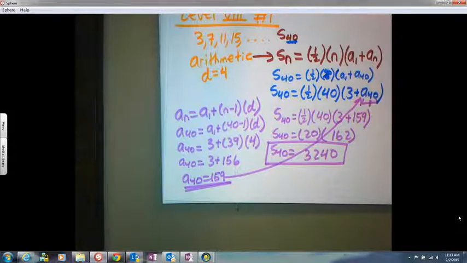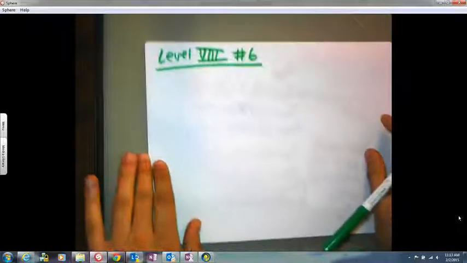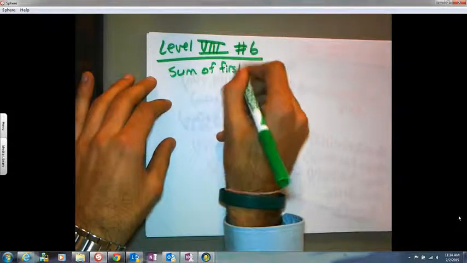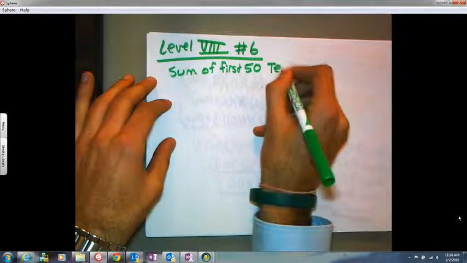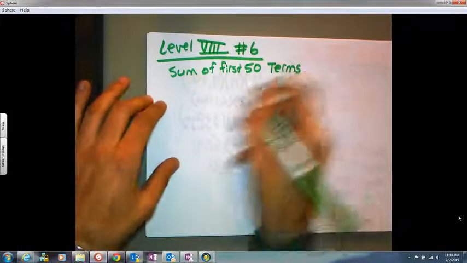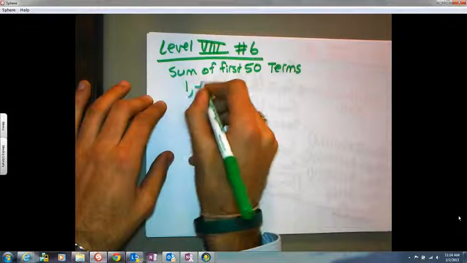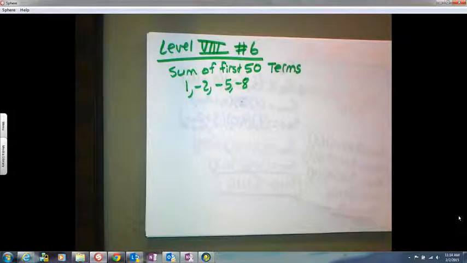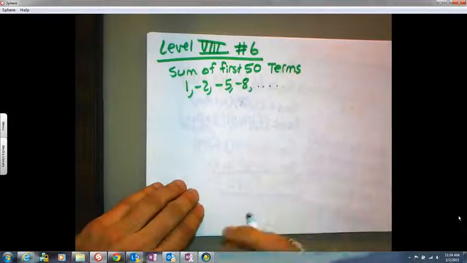Okay, level 8, number 6. So they want the sum of the first 50 terms. Okay, sum of the first 50 terms.